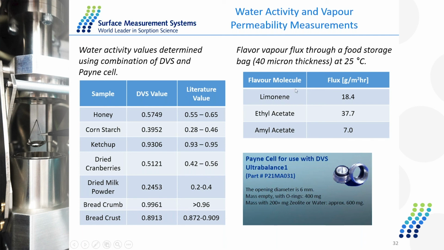And similarly, we could also measure the diffusion rate of some flavor molecules by putting this kind of liquid inside the cup here, and then sealing the cell with the storage bag. And we measure the mass loss and calculate the vapor flux for this certain kind of flavor molecule. So here is the water activity and vapor permeability measurement for the food sample.